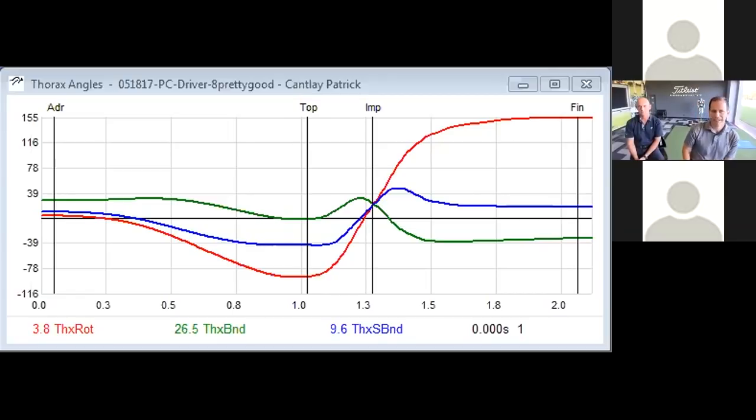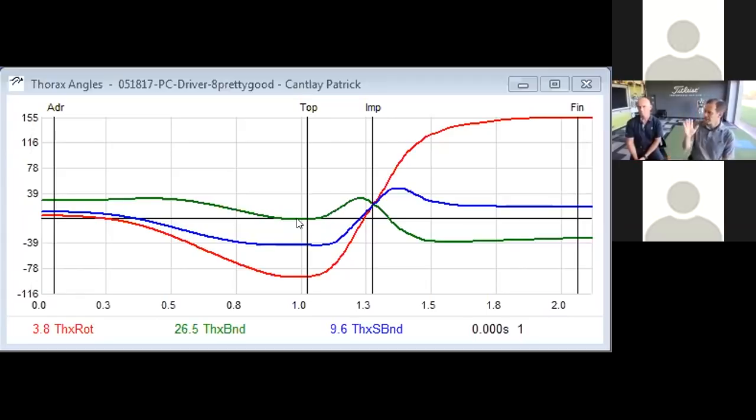Now, if you look at the green line, that's flexion extension. Patrick, like most players, starts flexed. Right where the arrow is, at the start of the golf swing at address, he's probably about 34, 35 degrees. In the backswing he stays around 35 degrees, and then look what happens. All of a sudden it starts to go away. He literally goes down to 0.